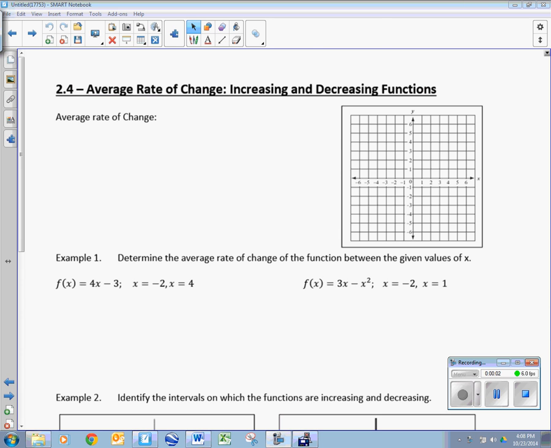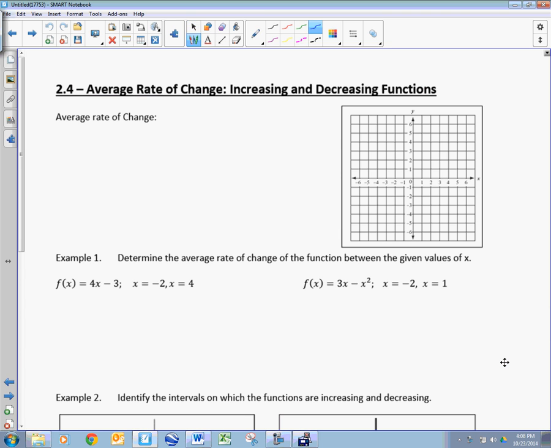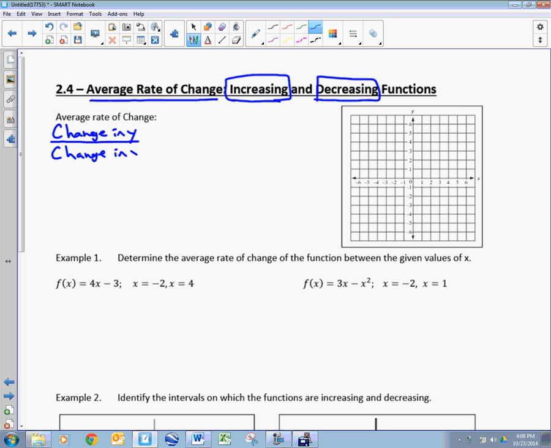Hey, Precalculus, today's lesson is on average rate of change, and functions that are increasing and decreasing. This is how we define average rate of change. We'll look at the change in y over the change in x. You might just consider that as y sub 2 minus y sub 1 over x sub 2 minus x sub 1.